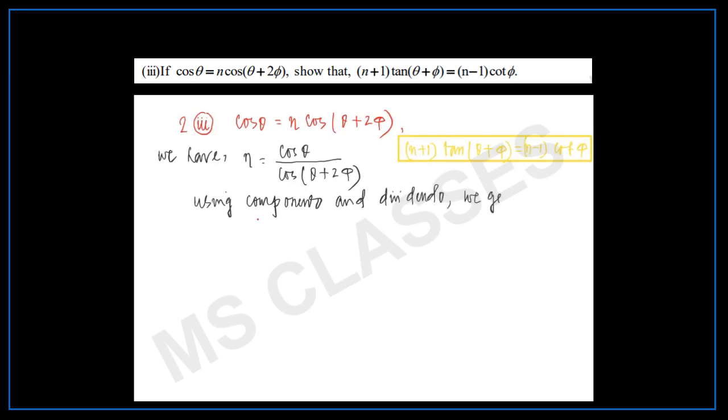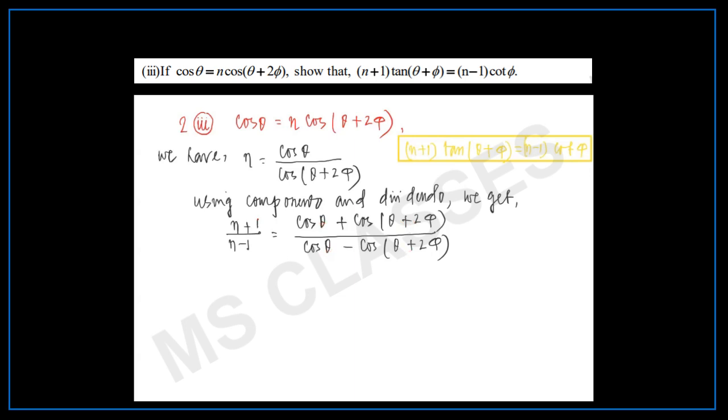we get n plus 1 by n minus 1 equal to cos theta plus cos of theta plus 2 phi, whole divided by cos theta minus cos of theta plus 2 phi. After applying componendo and dividendo, this plus this by this minus this. Now here it is in accordance with the formula cos C plus cos D. This is cos C minus cos D.